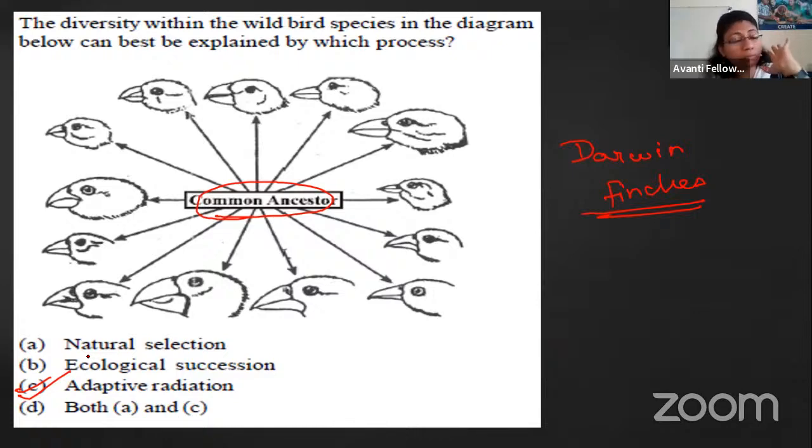We have the variation, but when did that variation occur? When we have adapted to something. So Lamarck used this term: if we use or disuse some organ, the variation which we produce always depends on the use and disuse of the particular organ. So this is the example of only adaptive radiation.